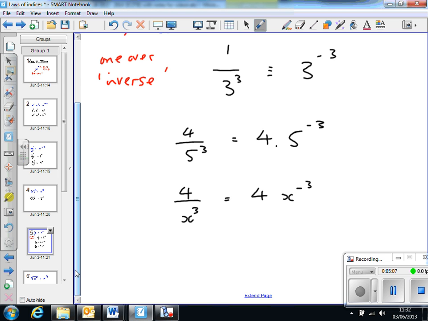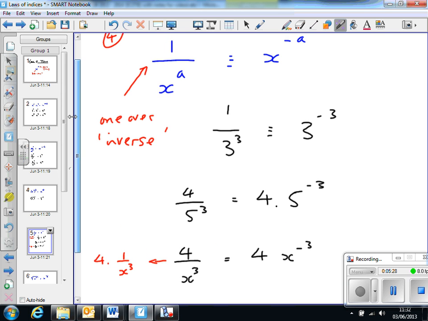This 4 over x cubed can be thought of as 4 times 1 over x cubed. So in other words, we've got 4 multiplied by the inverse of x cubed, which I can write as x to the minus 3. So that's an interesting one, and it comes up a lot, particularly in calculus. This inverse being written as a negative power. As soon as I see an inverse, 1 over, I write it as a negative power.